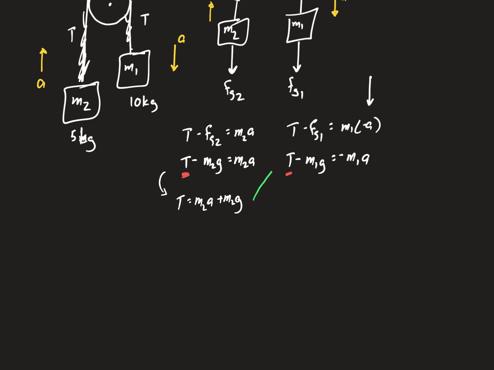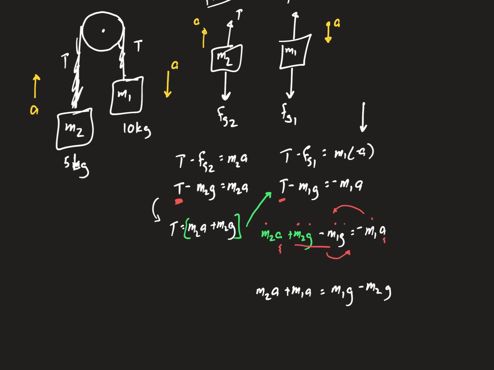Then I'm going to plug that into this one right here. So this whole thing goes where that tension goes, M2A plus M2G. The rest stays the same, minus M1G equals negative M1A. If you'll notice, I know what all of the masses are, and I know what gravity is. So I'm going to get the A's all on one side of the equation. I'm going to move this term over and then move these other two terms over here. So my equation will look like this: M2A plus M1A equals positive M1G minus M2G.